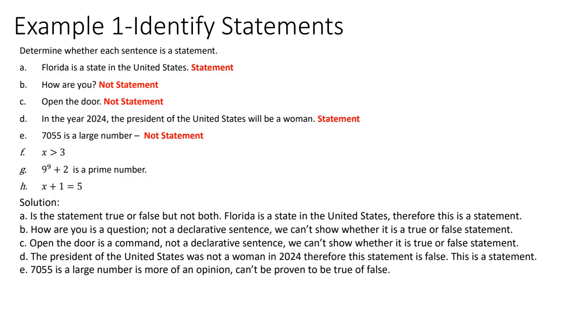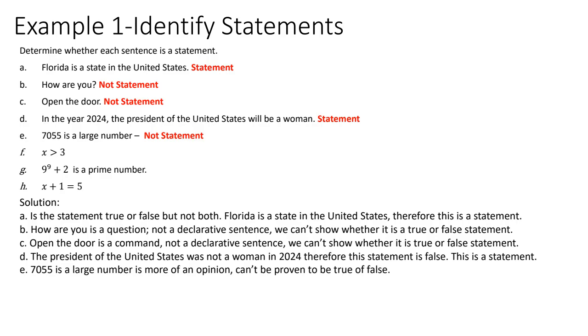Letter F is also a very interesting example, because if you read it in symbols, and this is something I always remind my students, in mathematics, we could create statements and sentences with symbols. So if you read it, this would say X is greater than 3. And you would be thinking, well, how do I know what X is? We need to know what number X represents in order to determine if it's true or false.